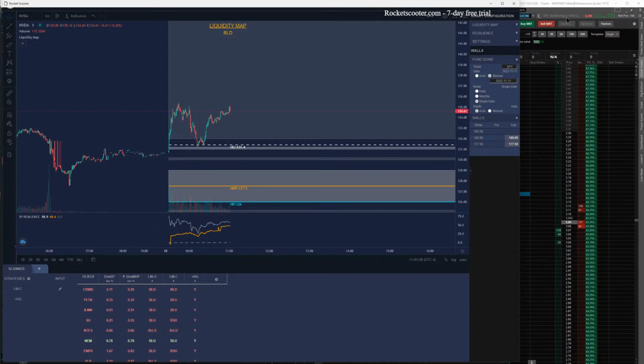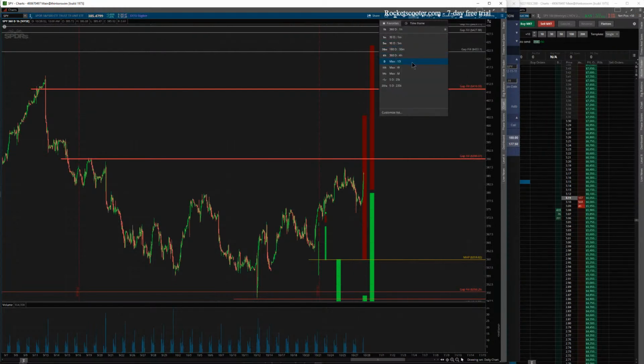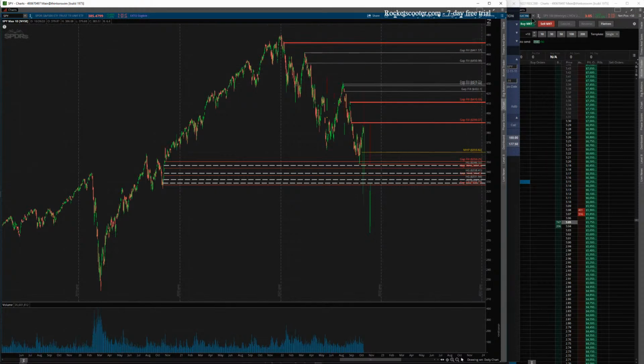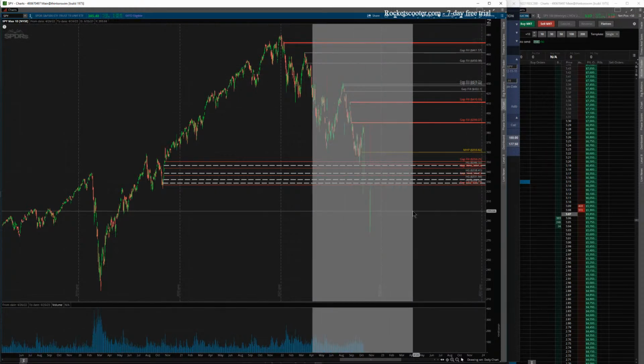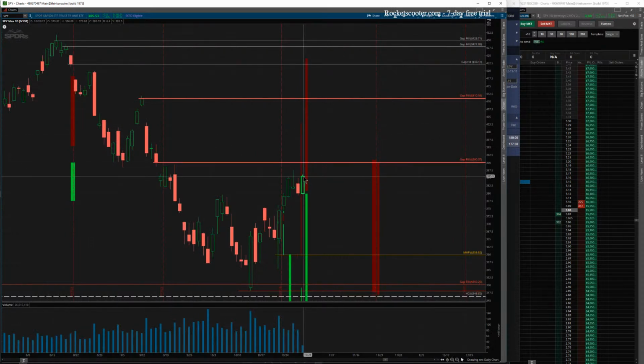What's going on with my SPYs? Let's do gap fill on SPY really quick. 390. Is that really the gap fill? Oh, that's why I picked 390. Yeah, I guess I'll hang on to 390 now, whatever we close at today.